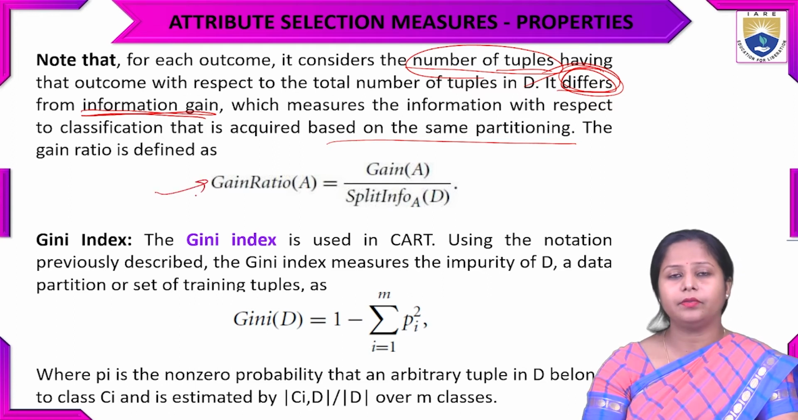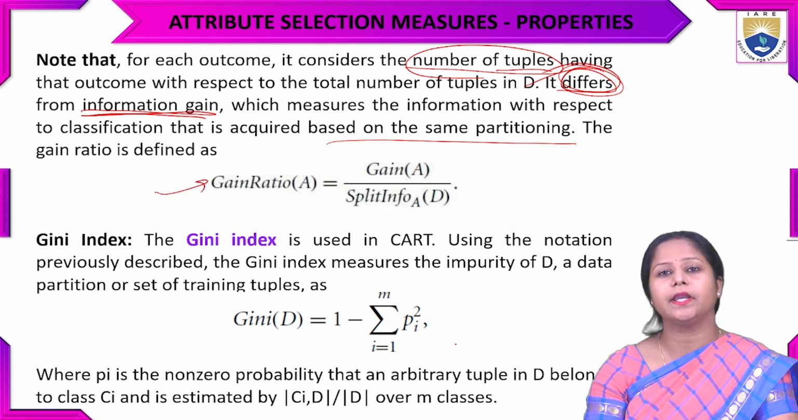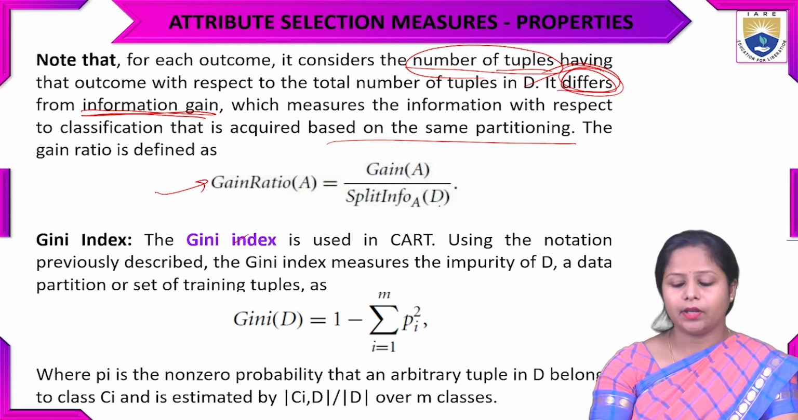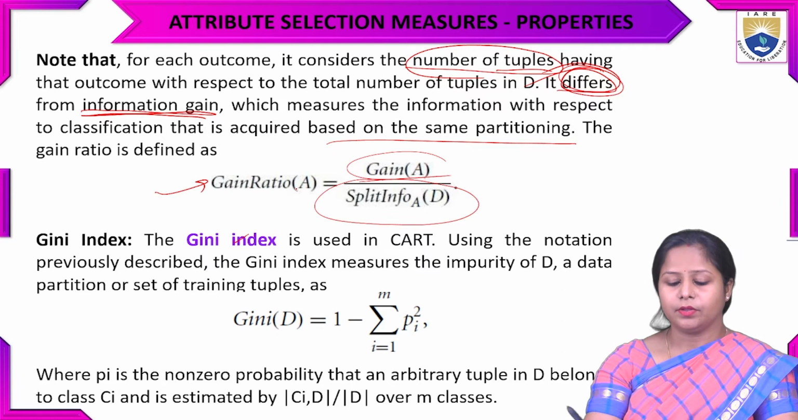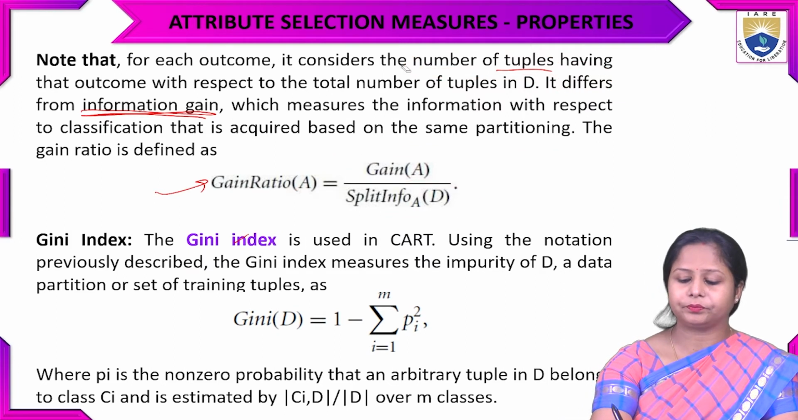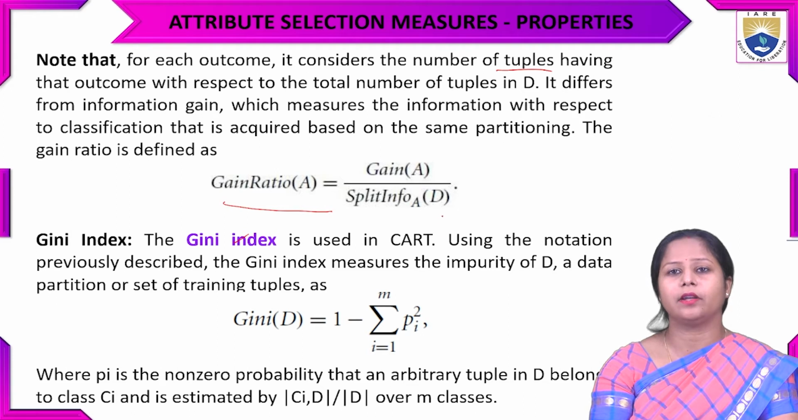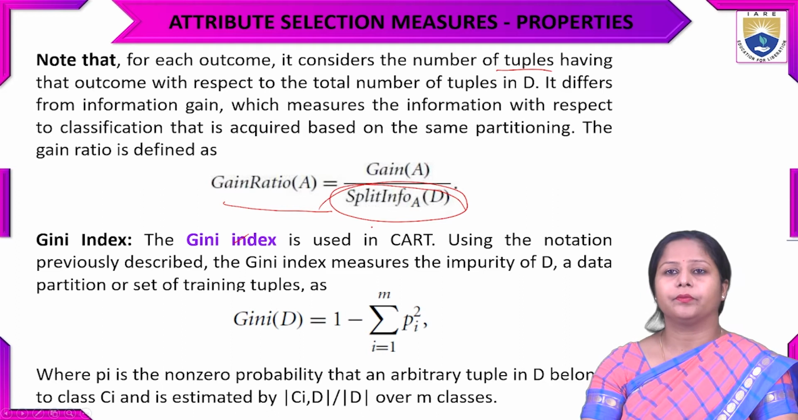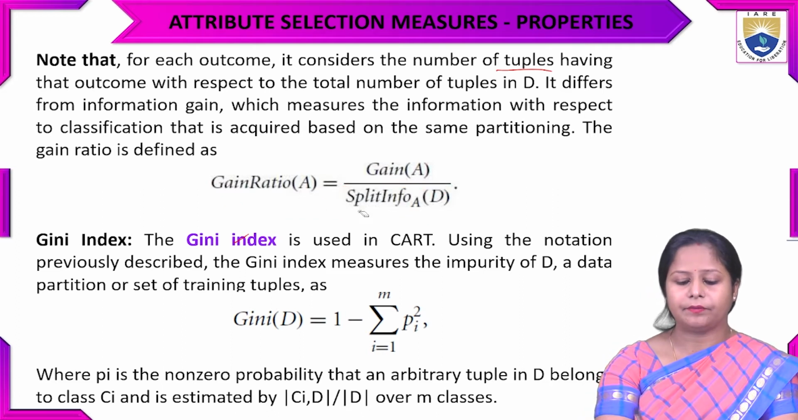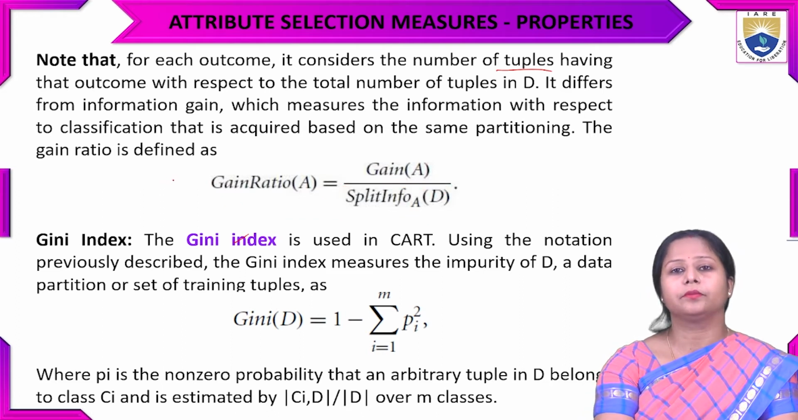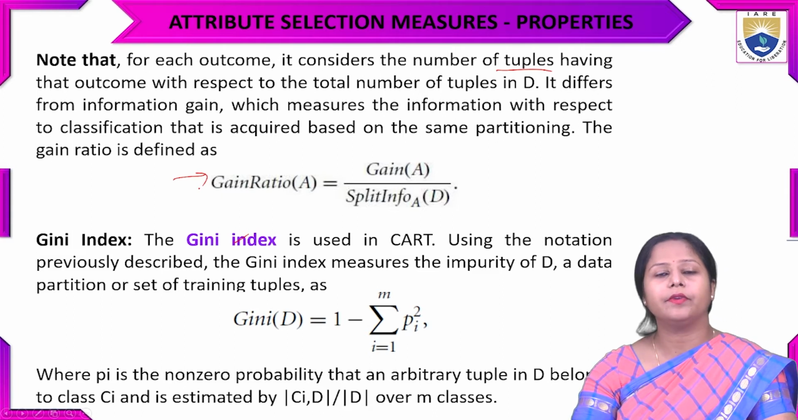The formula to measure the gain ratio of A will be the gain of A divided by split info A of D. So whenever we are going to calculate the gain ratio of A, we need to calculate the split info A of D and the gain of A. After that, we will be able to calculate the gain ratio of A.